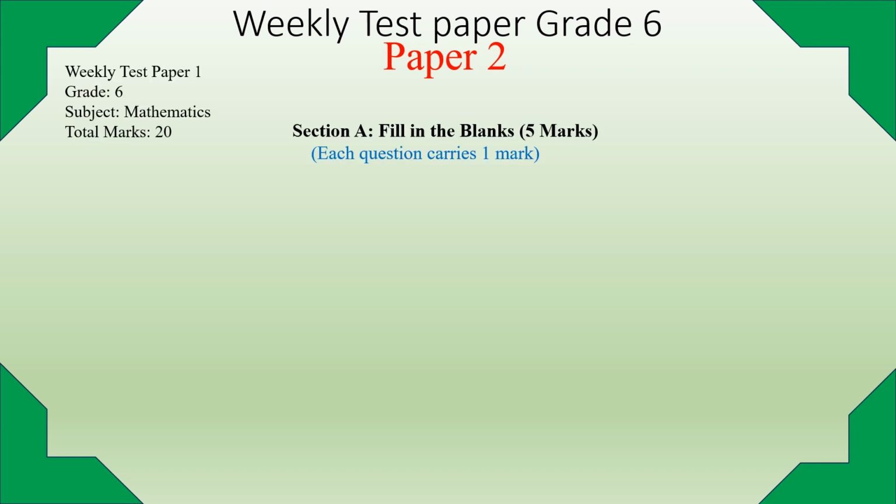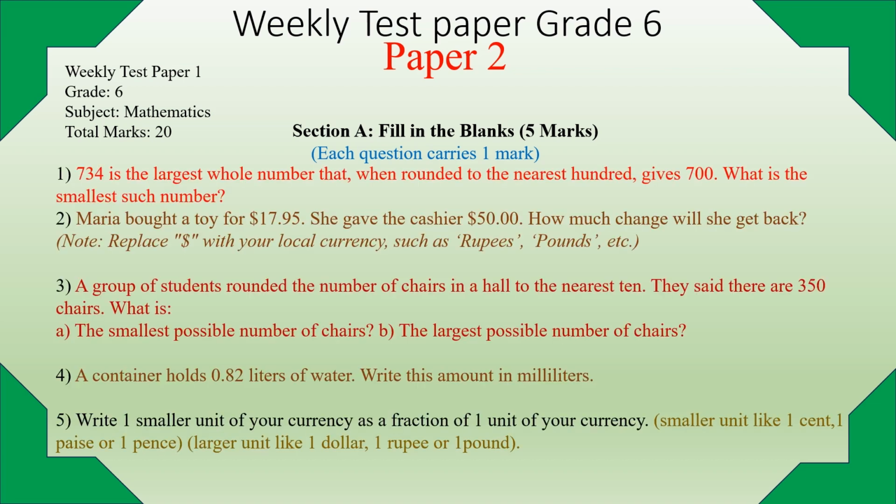Here is section A. Fill in the blanks. There are 5 questions. You can answer each of these in your notebook. Mostly they are based on rounding of numbers and currency. In the second question, Maria bought a toy for $17.95. She gave the cashier $50. How much change will she get back?